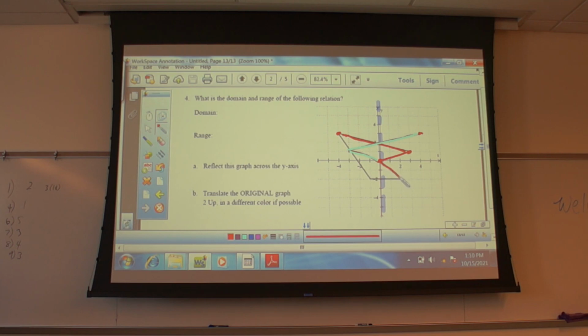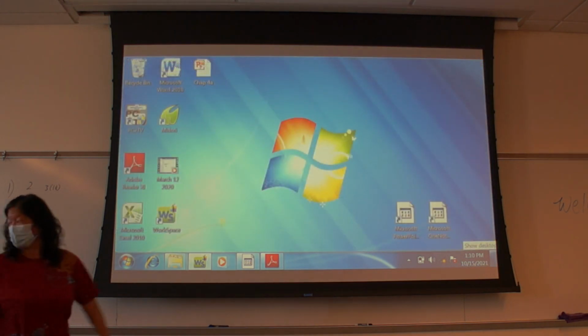I go down this way, so that's going to be 2 to the right. So I'm going to mark in where this point should be if you reflect it across the y-axis. I want to draw in where this point here goes. Draw it in where it is on the axis.